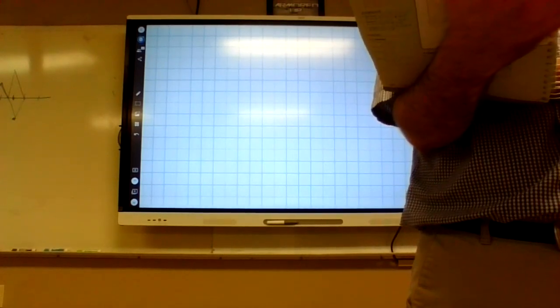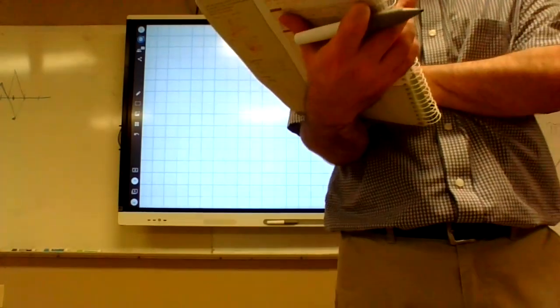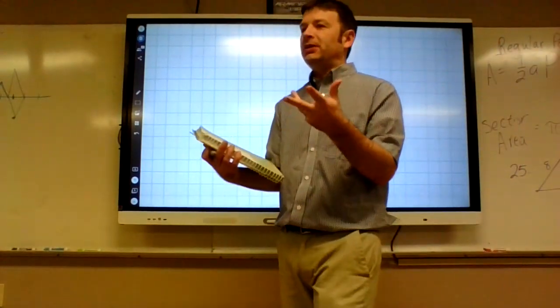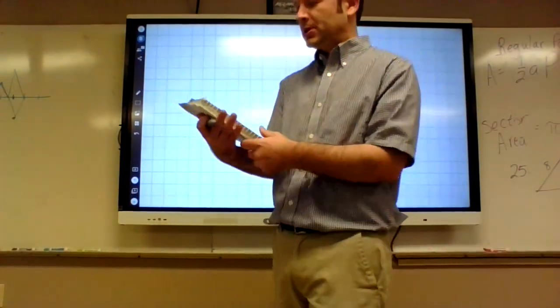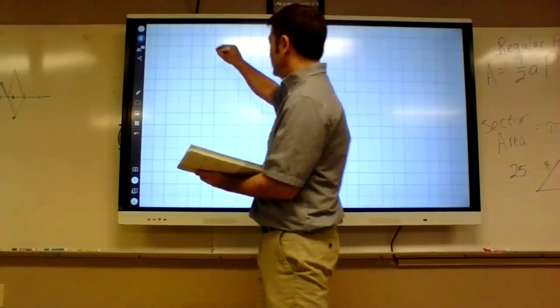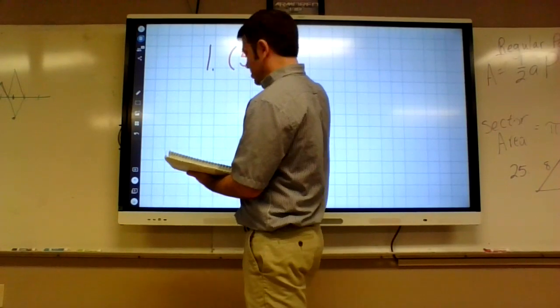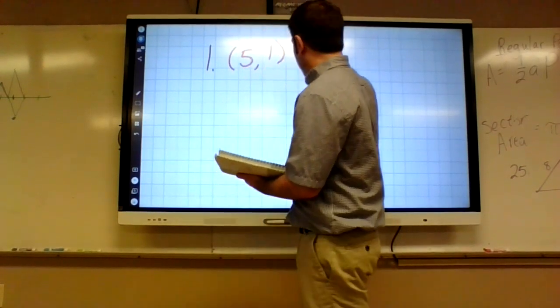Number 1, it says represent the inverse as a set of ordered pairs. What did I say about inverse functions? What's the key? The x and y switch. So on number 1, easy, you just need to switch all the x and y values.